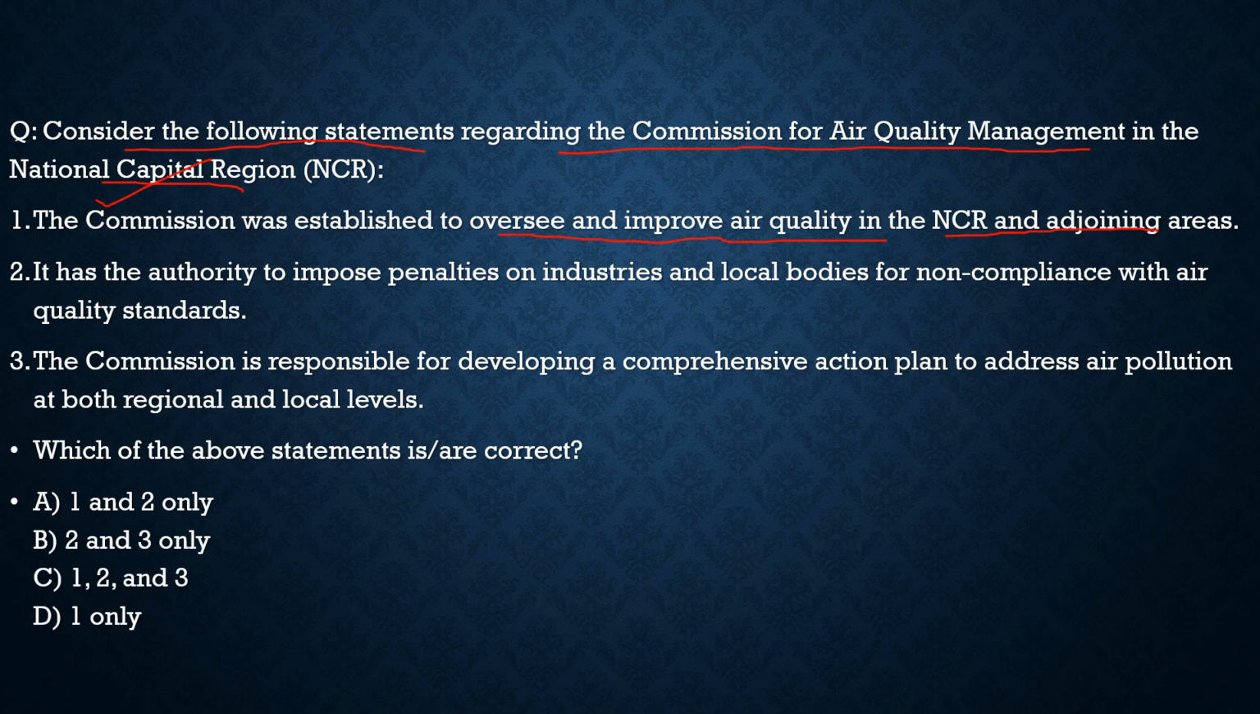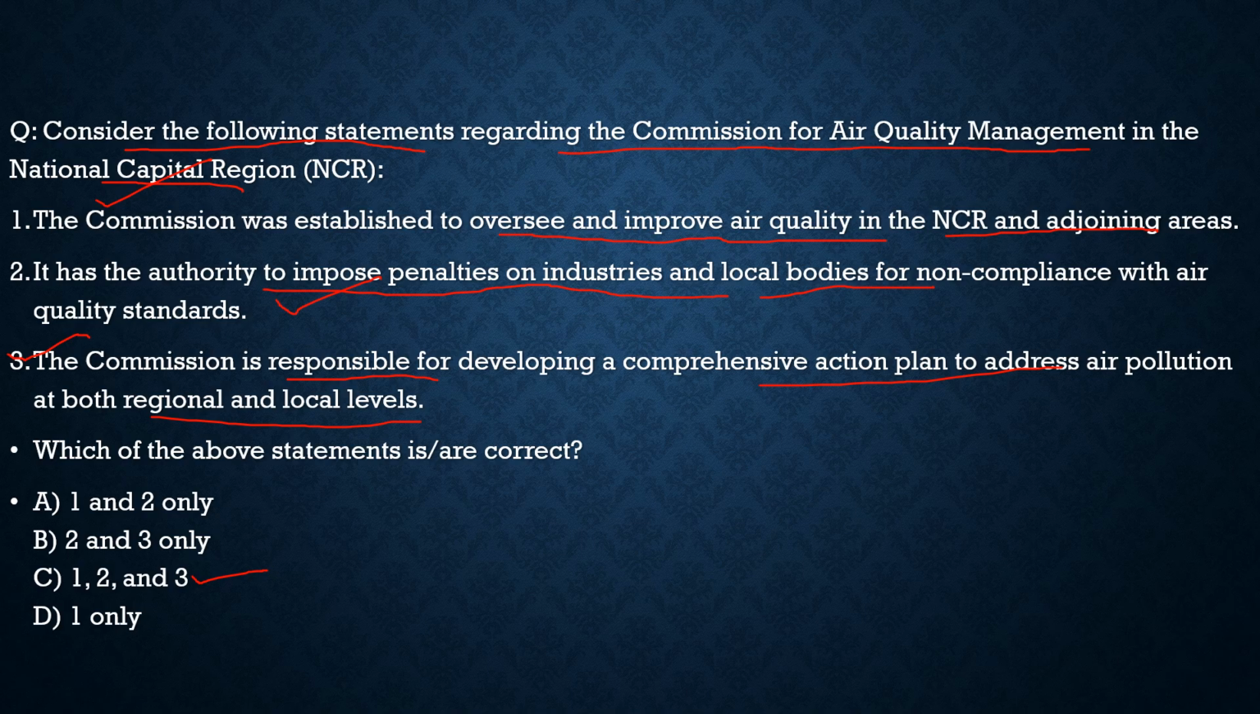Statement 2: it has the authority to impose penalties on industries and local bodies, 100% correct, for non-compliance with the air quality standards. This is also correct, nothing wrong with this statement. Statement 3 says the Commission is responsible for developing a comprehensive action plan to address air pollution at both regional and local levels. 100% correct. So for this question, all three statements are correct, and from the code given below, the correct code would be option C. So the correct answer is option C.